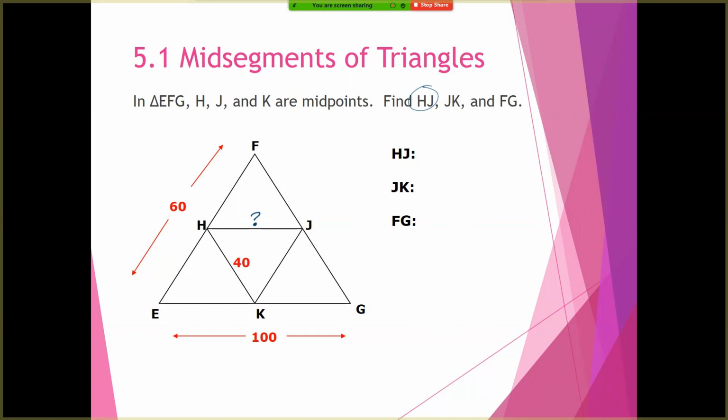Do we know the base? So the base is the line parallel, which is 100. How do I get the midsegment from the base? Divided by 2, so HJ is equal to 50.